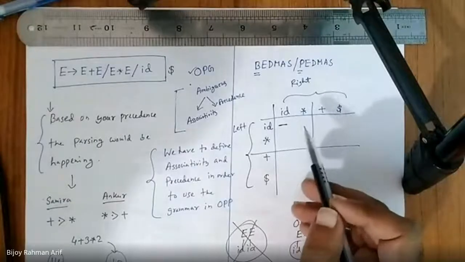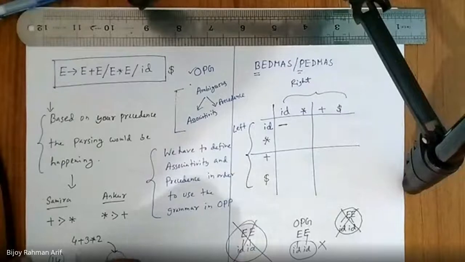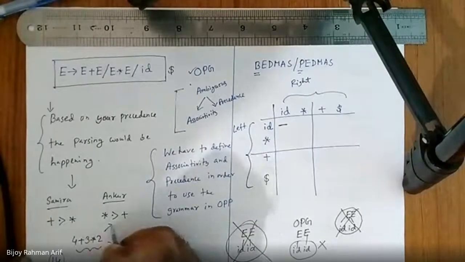Now, ID and star, which one is greater? ID. Okay. So what happened? Let's go to our previous example. For example, if we want to parse this, let's say using Ankur's one, then what happened?